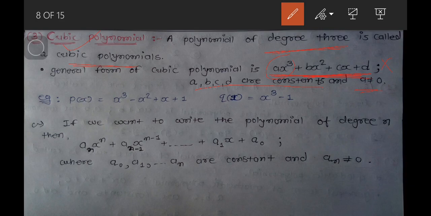P of x is equal to x cube minus x square plus x plus 1. You can see that the highest power of the given polynomial is x cube. Then the degree of polynomial is 3, and since the degree is 3, we can say that the given polynomial is a cubic polynomial. Another one, q of x is equal to x cube minus 1. Here also we can see that x has power 3, so it is called a cubic polynomial.